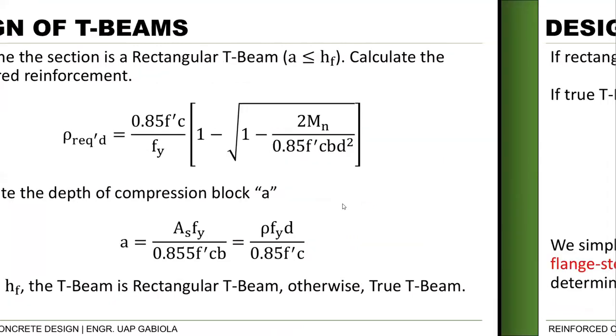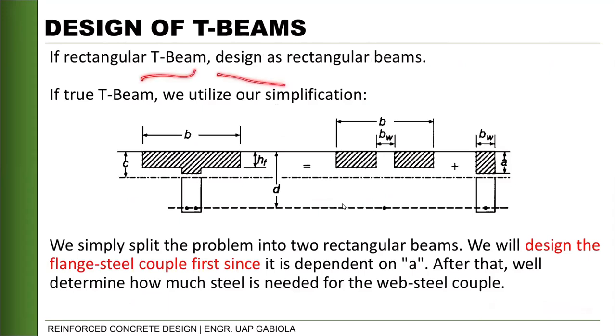Okay, then we say that if it's a rectangular T-beam, the design will be as we have done in rectangular beams. And if it's a true T-beam, we utilize a simplification. So this simplification is based from the second method that we have discussed previously on the analysis of T-beam, wherein we try to decompose the original T-beam section into two sections, wherein the first one, ang shown is yung critical portion for the flanges, and then the other portion is the web.